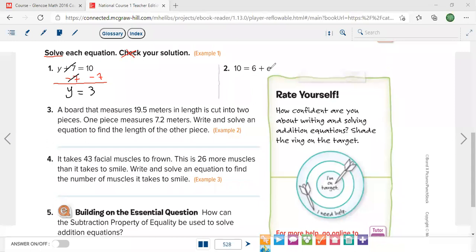10 equals 6 plus e. So we are going to say minus 6 for the left hand side, minus 6 for the right hand side. Now we can cancel plus 6 with minus 6. So it remains e in the right hand side. 10 minus 6 is 4. So the final answer is e equals 4.